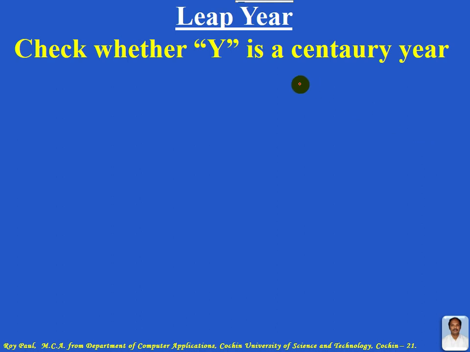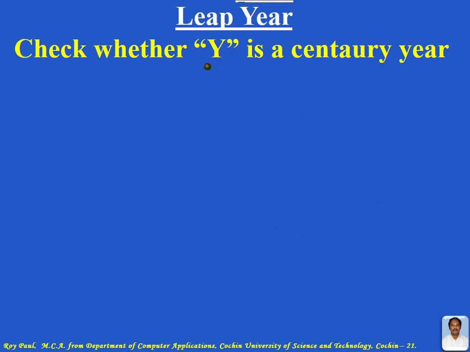First, check whether Y is a century year or not. What's the meaning of century year? See, year 2000. It's a century year because it ends with 00, or this year is a multiple of 100. What's the meaning of multiple of 100? When you divide this year by 100, the remainder is 0. Similarly, year 1900 is a century year because it ends with 00, or this year is a multiple of 100, which means when you divide this year by 100, the remainder is 0.